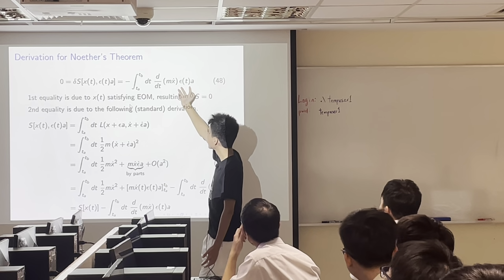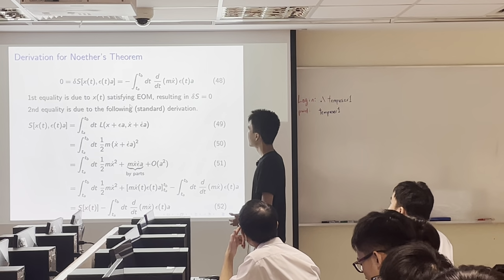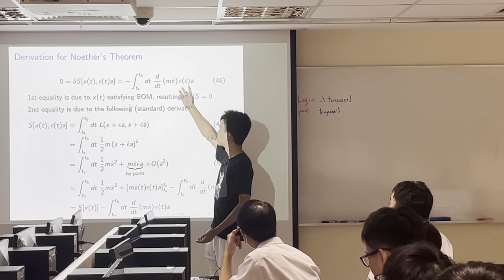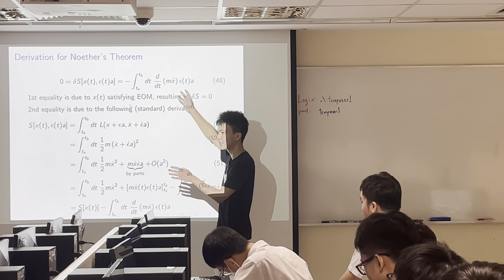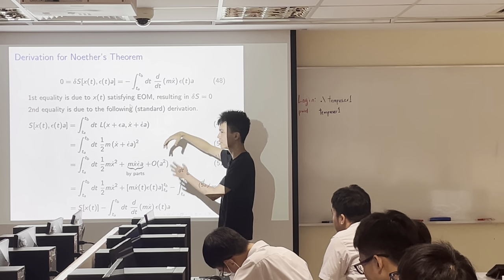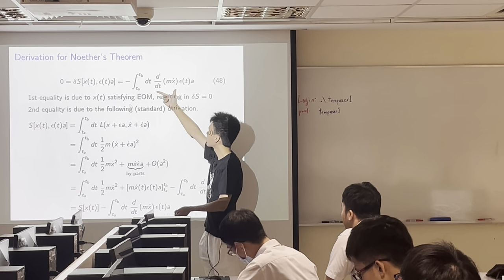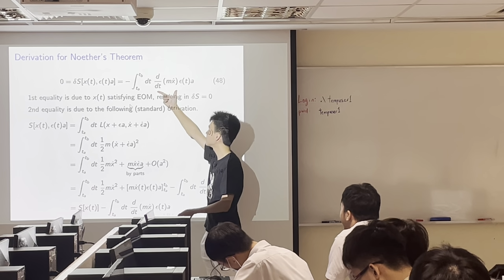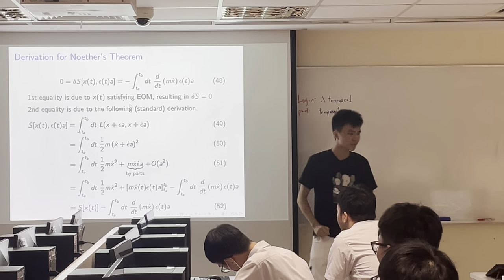Epsilon of t is something that we chose. It's anything that we chose. So similar to just now where the dot product equals zero for all vectors v, that implies that the vector itself dotted with v must be equal to zero. Similarly, this implies that the quantity inside here must be zero. And this is how you obtain your constant quantities.